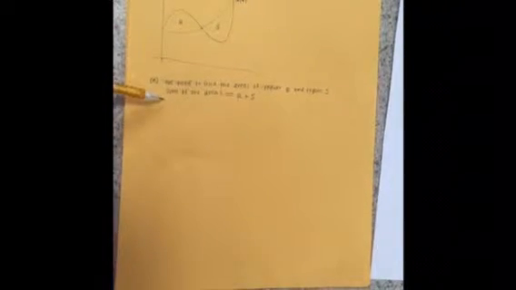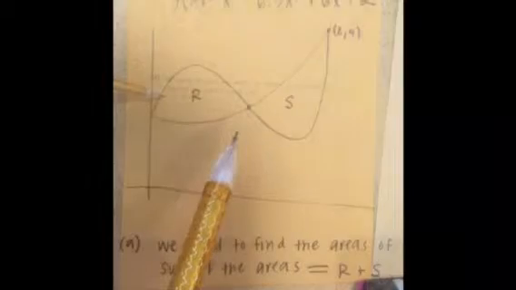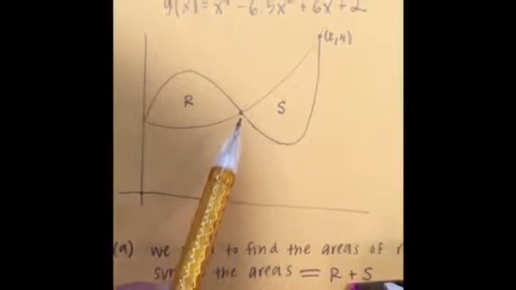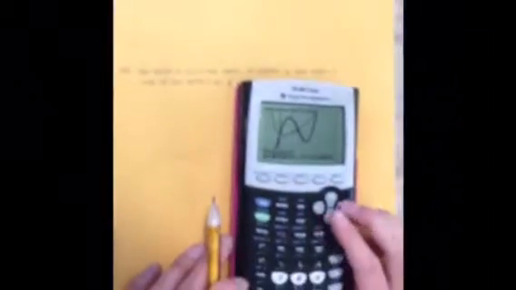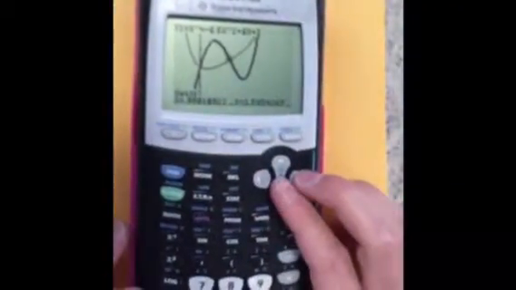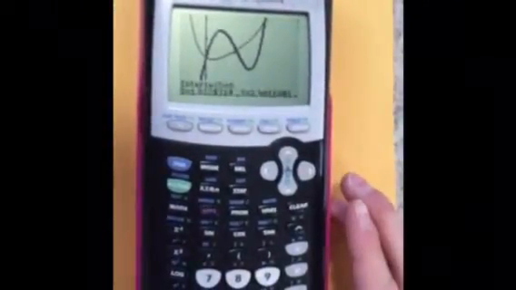For part A, we need to find the areas of R and S and add those two areas together to get the total sum. For this part of the problem, we need to find the intersection point right here, which you can do on your calculator. And it gives us a value at x equals 1.0328.